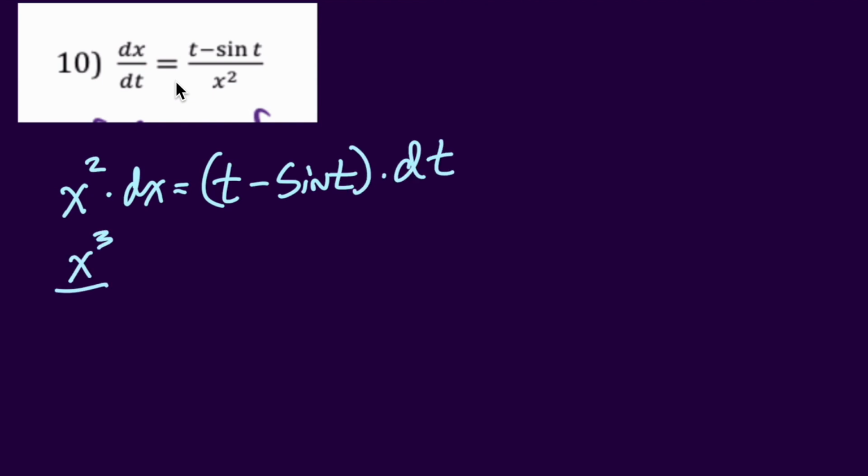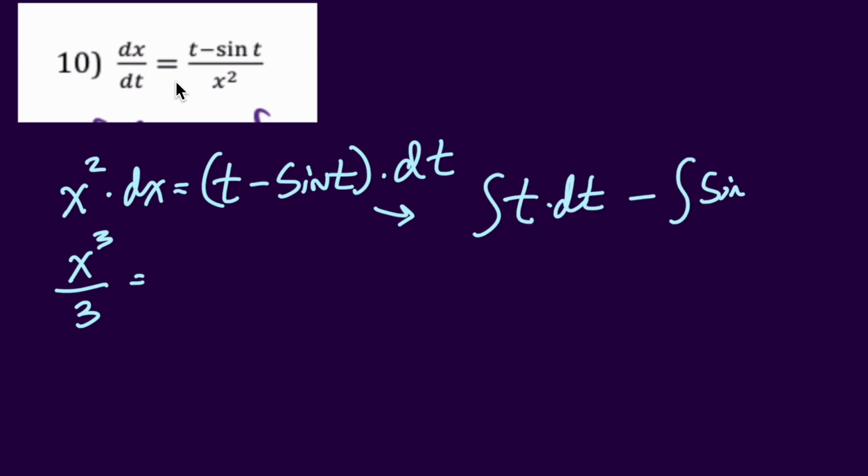We're going to have x cubed over 3 equals, these are two separate terms, two different integrals if you will, so it's the integral of t dt minus the integral of sine of t dt. The first one would be t squared over 2. The second one is going to be negative cosine of t plus c.